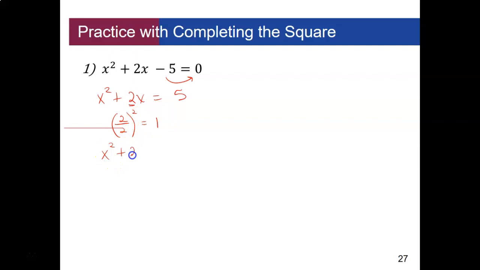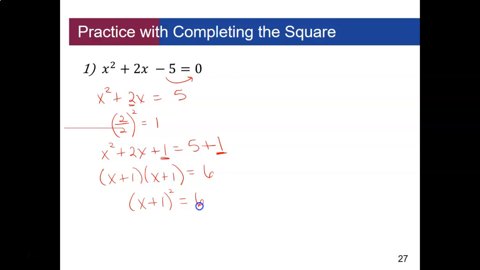So we have x squared plus 2x plus 1. And we've got to do the same thing to the other side to keep it in balance, so we add 1 here too. This is going to factor as x plus 1 and x plus 1, and the right side is going to be 6. So this becomes x plus 1 squared equals 6. Take the square root of both sides. The square and the square root cancel, and we get plus or minus the square root of 6. Move the 1 over, and we have negative 1 plus or minus the square root of 6.